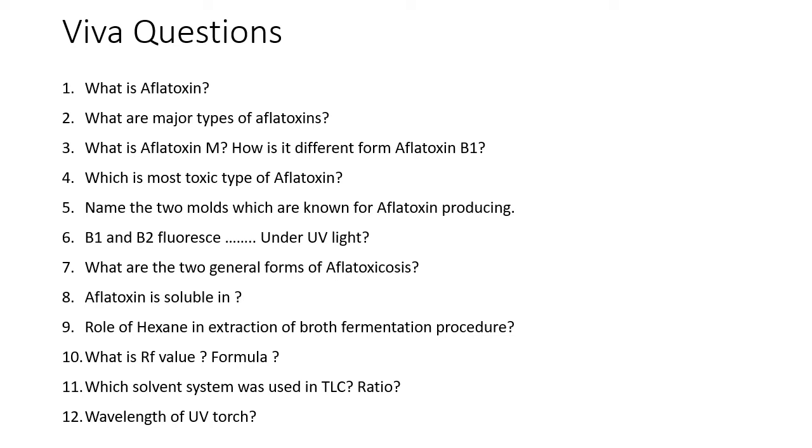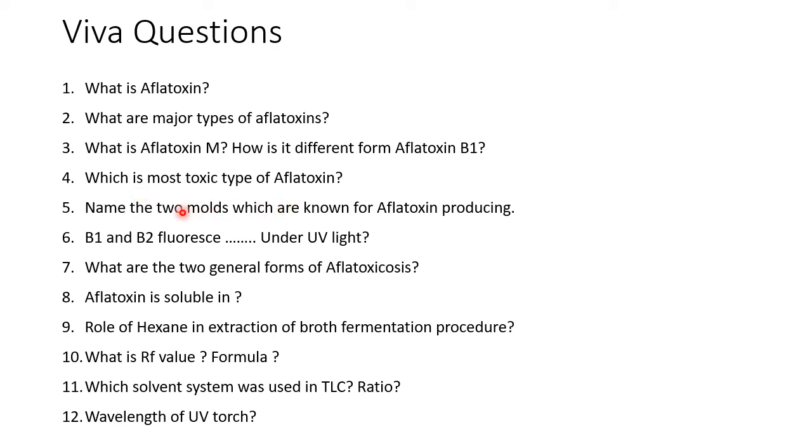So what is aflatoxin? This is the first and very basic question. It is a toxin produced by fungi, or fungal toxin. Then what are the major types of aflatoxin? B1, B2, G1, G2, and then comes the derivative, aflatoxin M1, M2. Then what is aflatoxin M1? It is a derivative of B1, a metabolic product of B1. There is a difference in the structure as well, and it is mostly found in the milk or urine of dairy cattle.